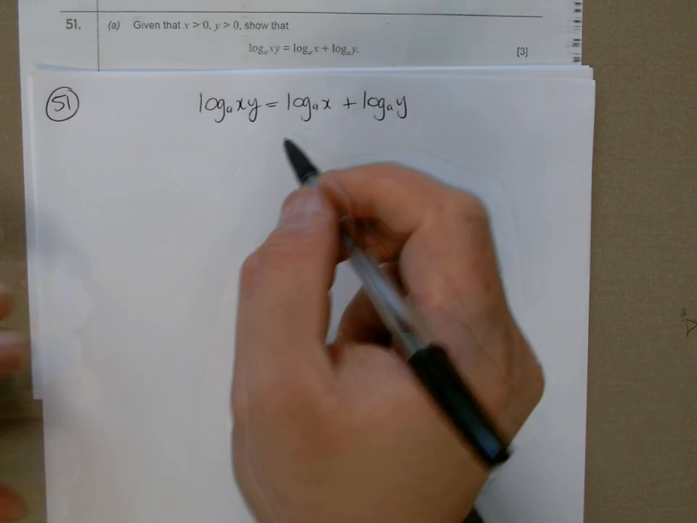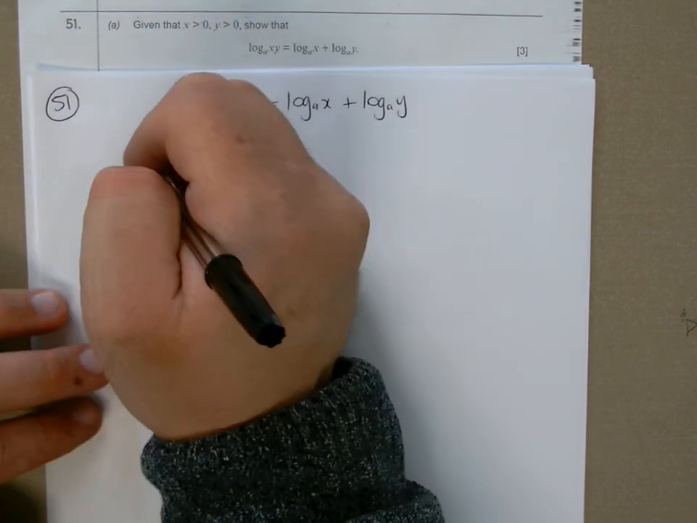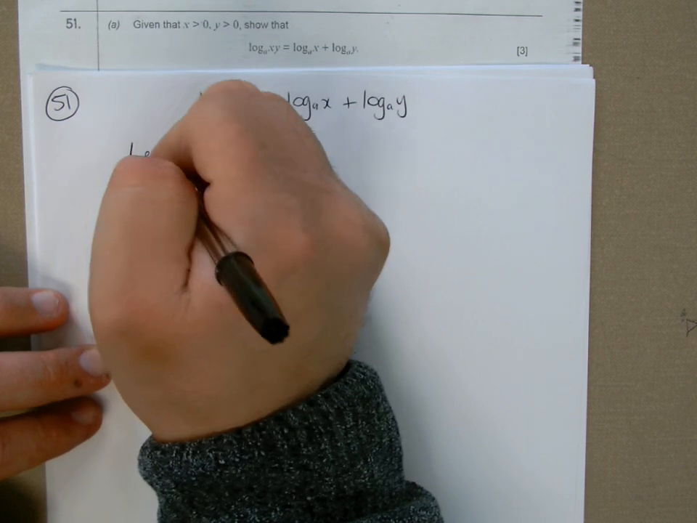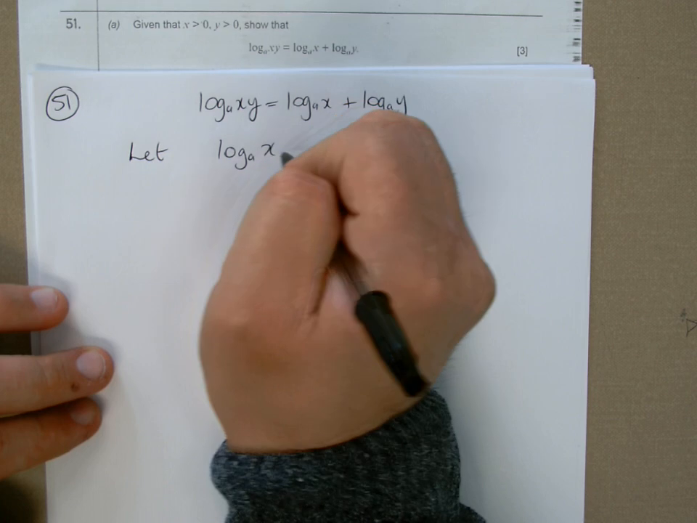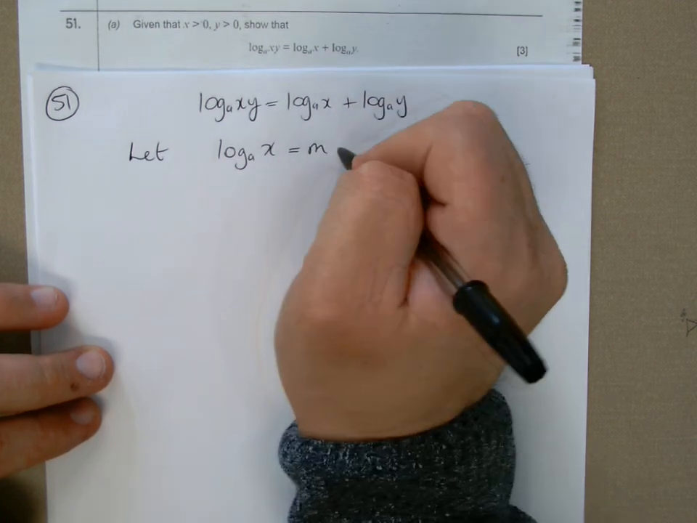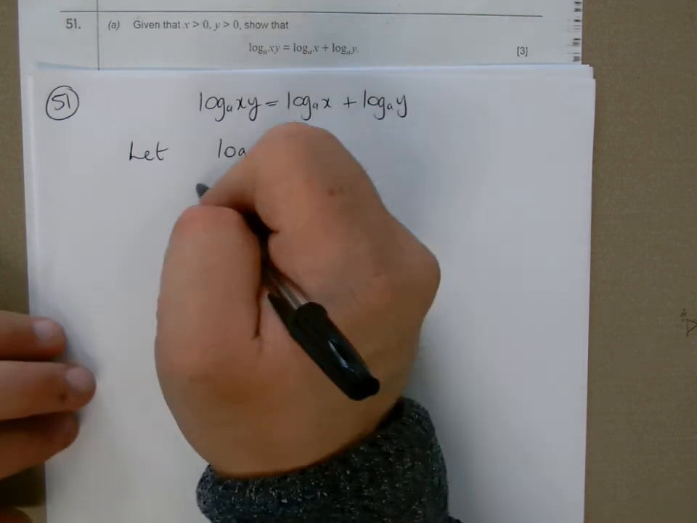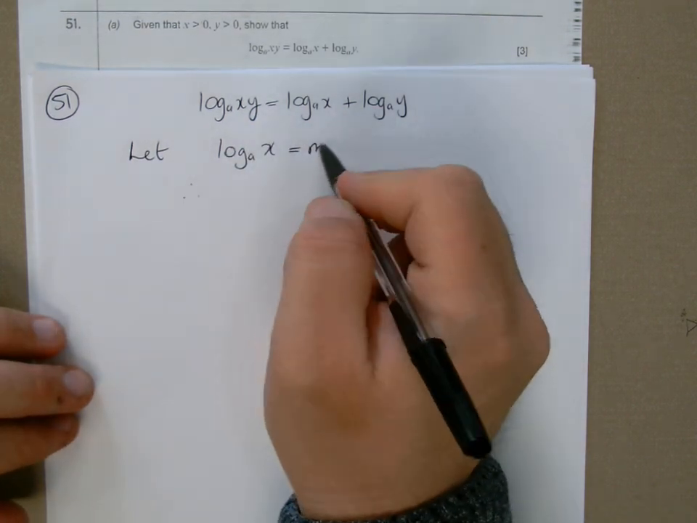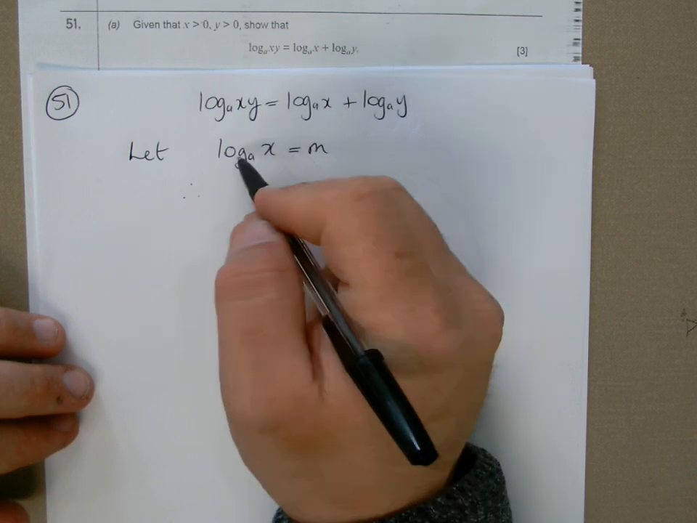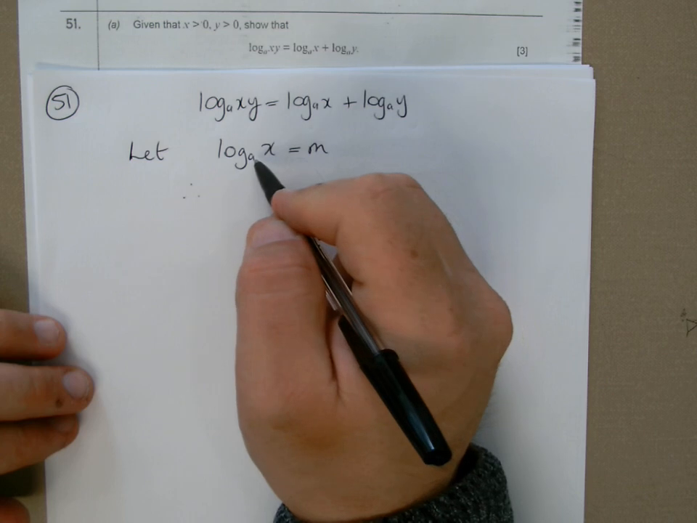So there's a standard way of doing that, which you sort of need to memorize. What I do to start with is we let the first logarithm, log to the base a of x, equal to, say, m. Use the letter m. And if that's the case, then m is the power, isn't it? Because that's what the logarithm is equal to. Logarithm is equal to the power, where a is your base.